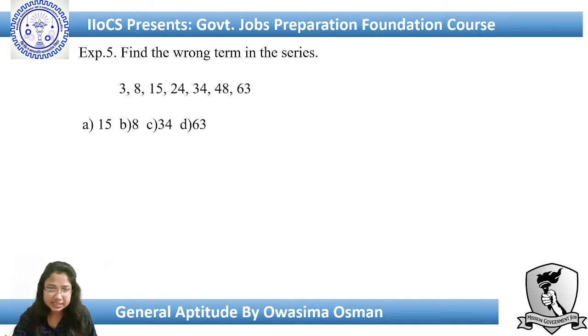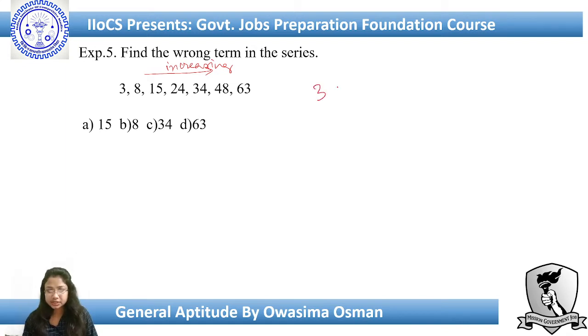So our next example is to find the wrong term in the series. You have to find the wrong term in the series. They are providing you a series, which you can see is also an ascending series in increasing order. So what is the rule it is following here?